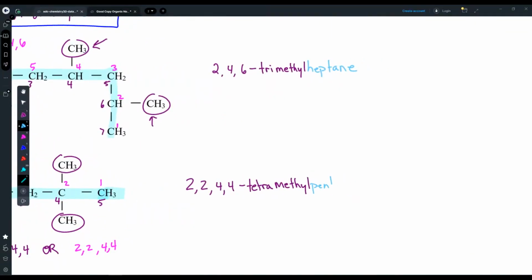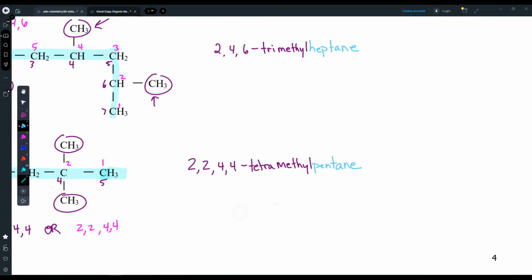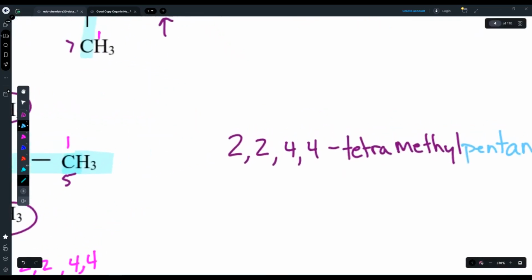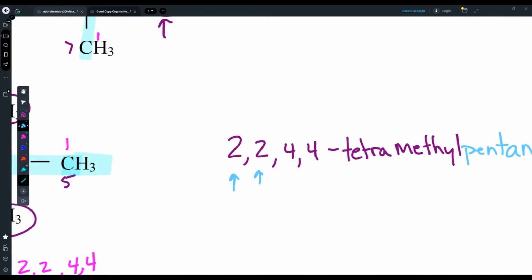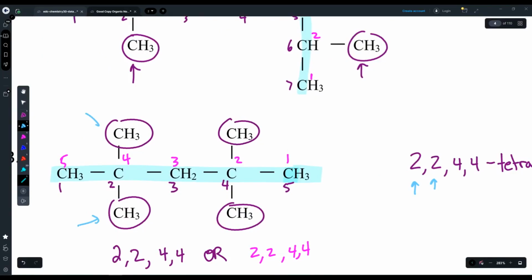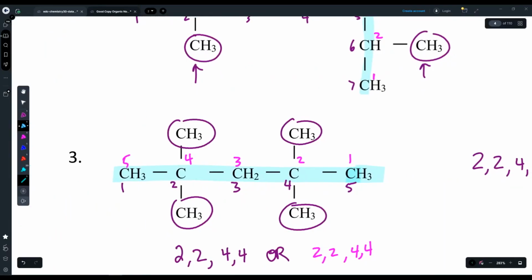So this is going to be pent for the stem name, and because there's only single carbon-carbon bonds, it's going to be ANE. Okay, and there we have it. So the reason why we have to say the carbon number twice for each of the branches is just to say there's 2 branches on carbon 2, and then there's 2 branches on carbon 4. That's why we have to say both of these numbers twice, is just so that people know exactly where all 4 of these branches are.